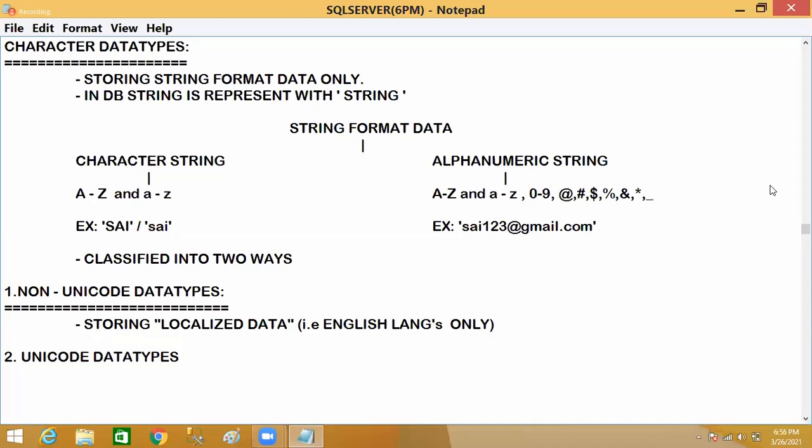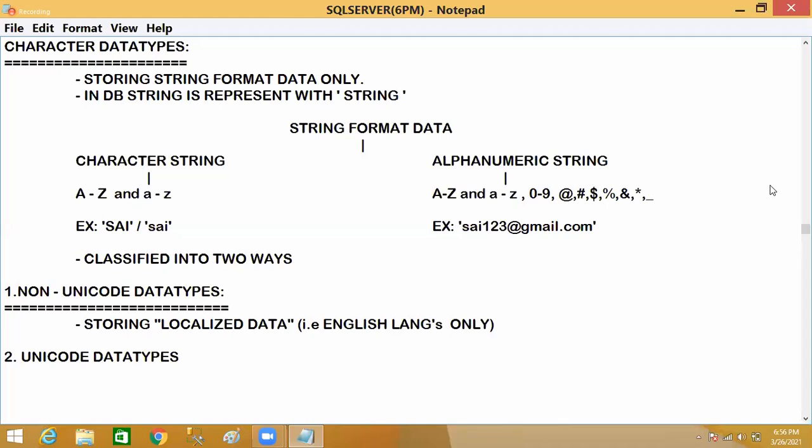So other than English language culture, suppose you need to use some other languages like Chinese, Japanese, French, Dutch, and some Arabic countries' languages. If you want to store this kind of language data or information, then non-Unicode data types are not supporting it. That's why these are called non-universal, meaning local, while universal means global.